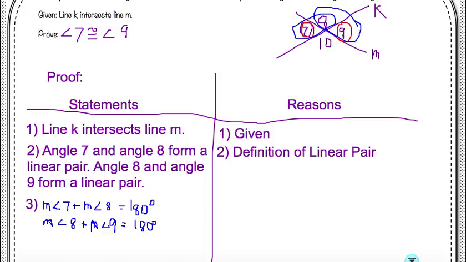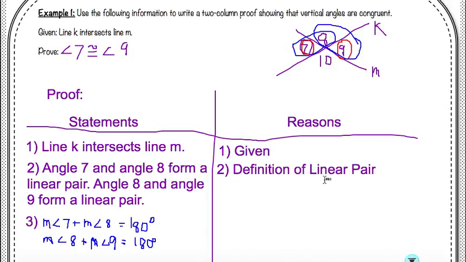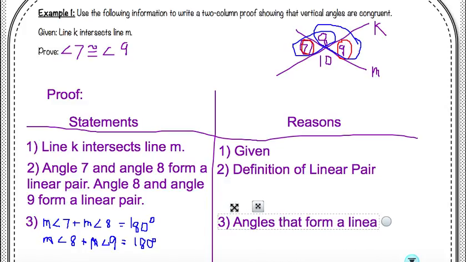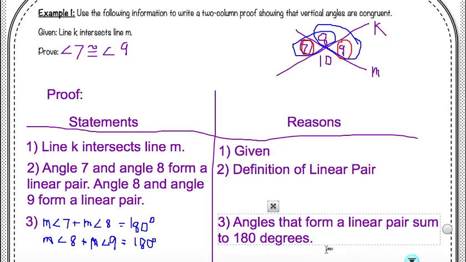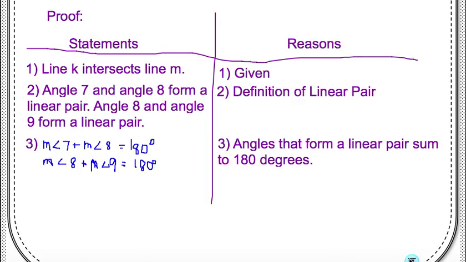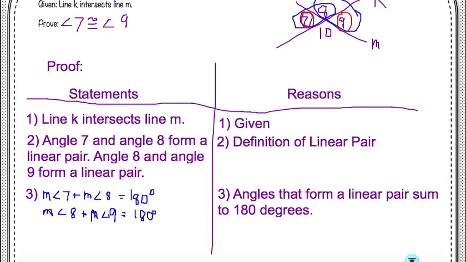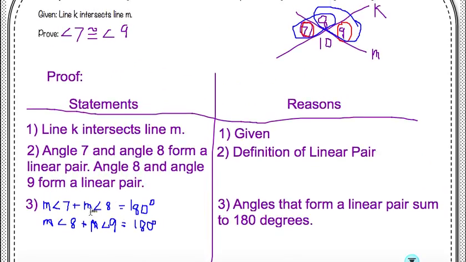Okay. And that is because angles that form a linear pair sum to 180 degrees. Okay, so what we've done so far is we have written these in equation form, and that was what we needed to do. We need equations to be able to show that these two angles are congruent.